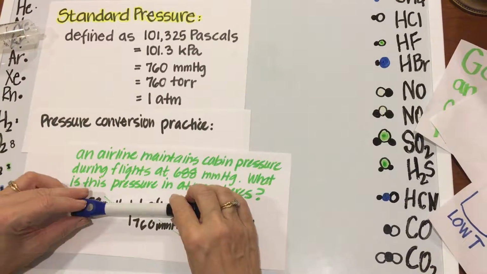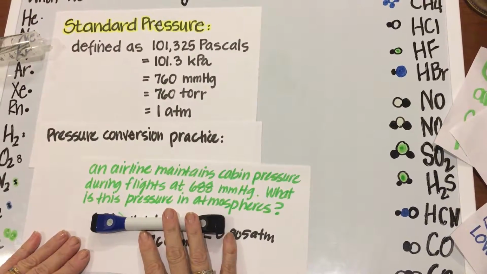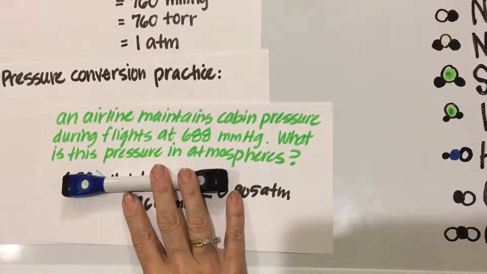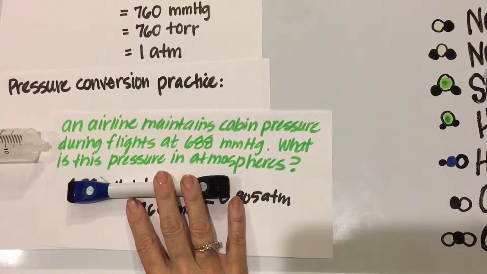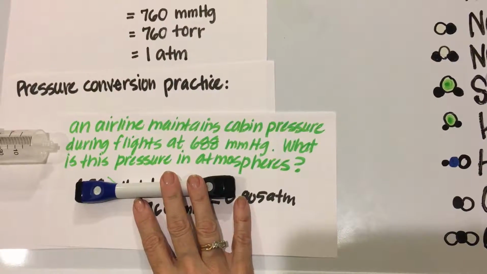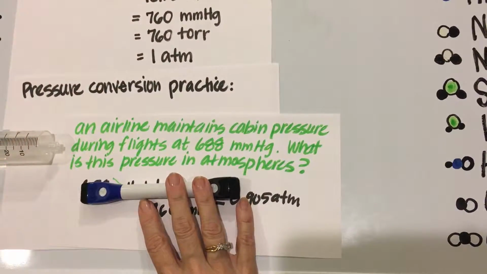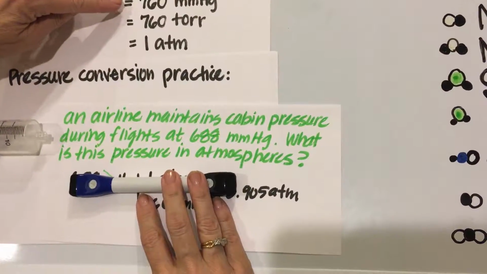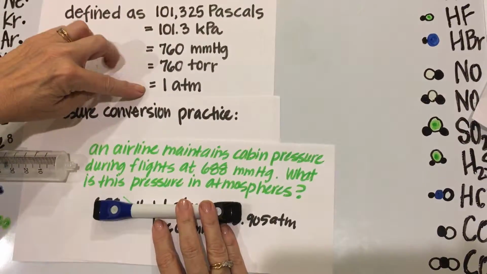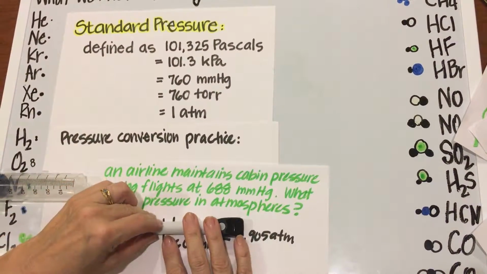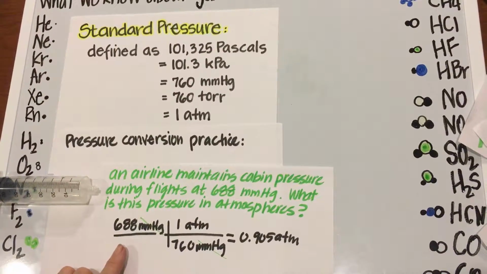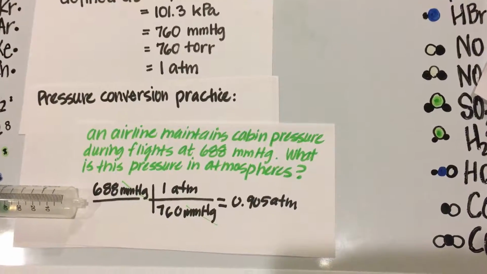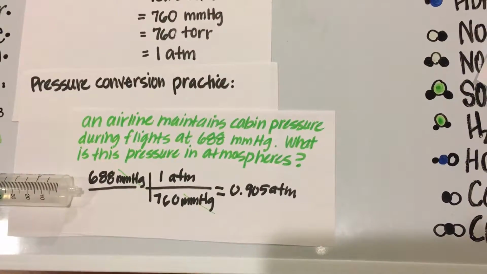I'm going to cover this now. This problem says, an airline maintains cabin pressure during flights at 688 millimeters of mercury. What is this pressure in atmospheres? So it starts at 688, and we have to convert it to atmospheres. So we're going to use millimeters of mercury and atmospheres in our conversion factor. One simple conversion. 688 millimeters of mercury to start, 1 atmosphere on the top, 760 millimeters on the bottom.